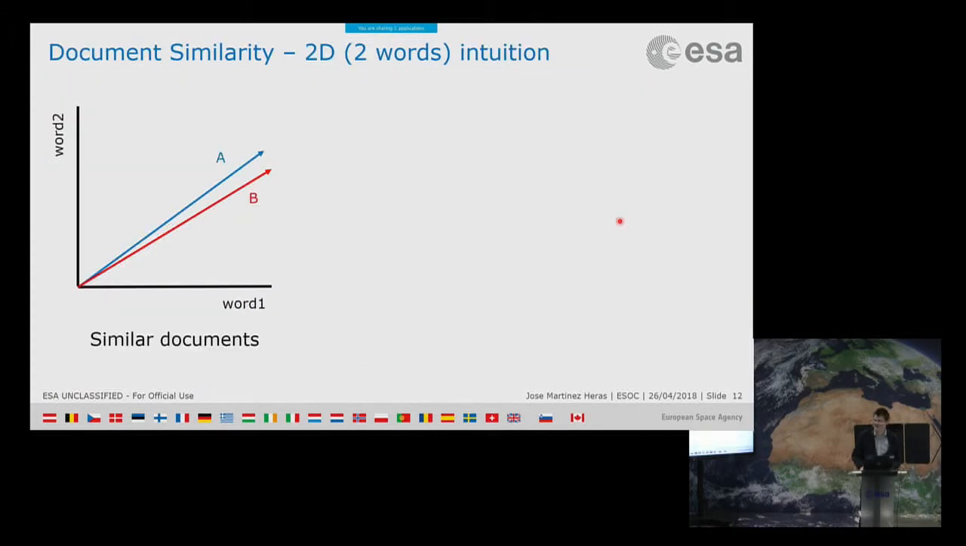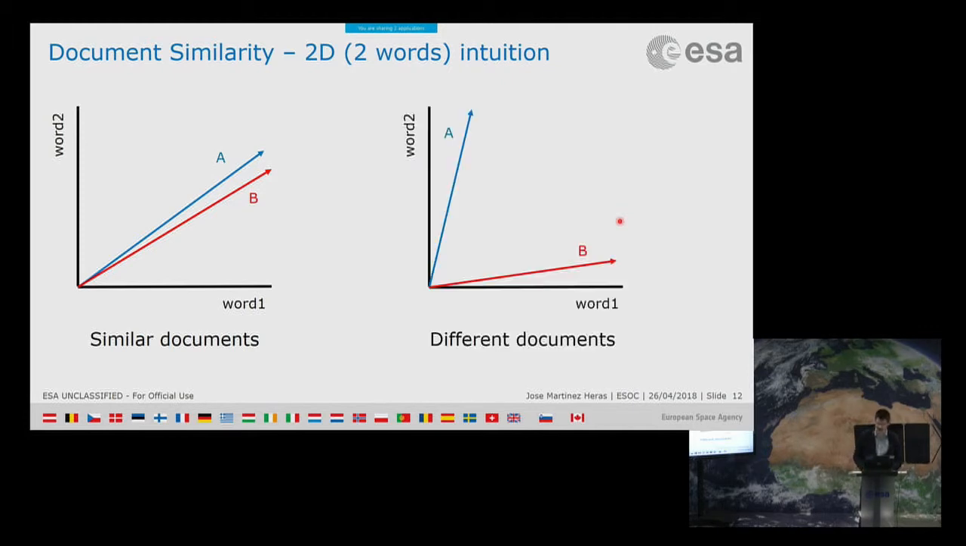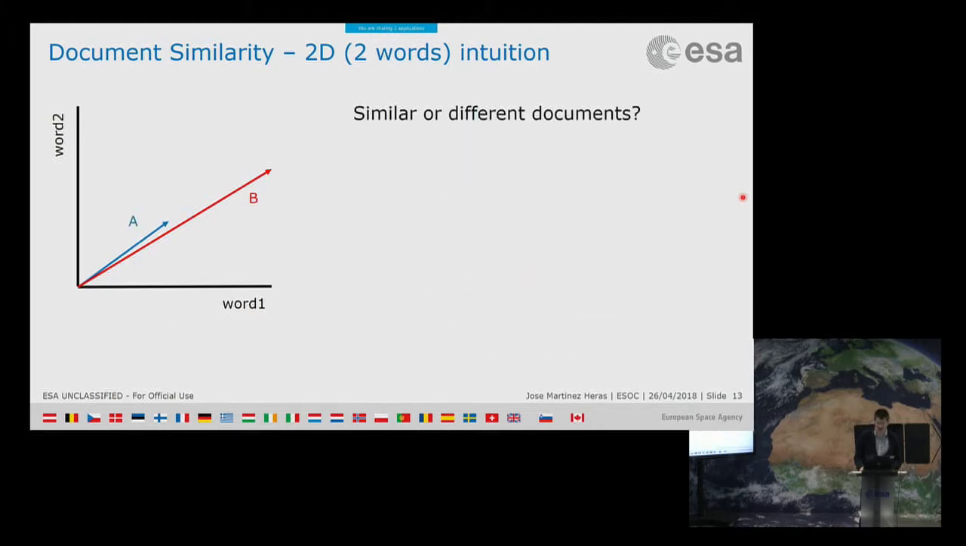An intuition. Let's say that we have a document that only has 2 words, and we have documents A and B. There we will see that they are similar documents, and if they have this shape, we will say that they are different documents. So let's work with this intuition a bit more. In this case, what would you say? Is it similar or different documents? It's a subset. So in this case, we will say it's a subset. So they are similar, but they have different length.